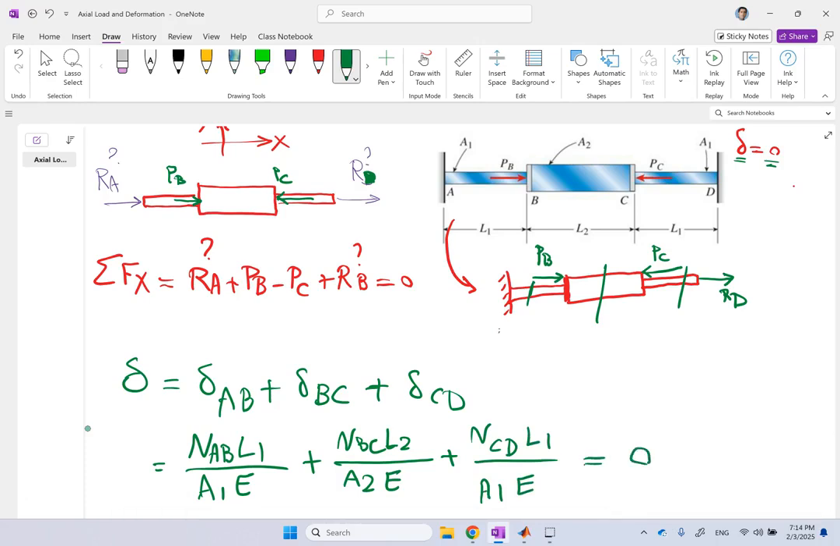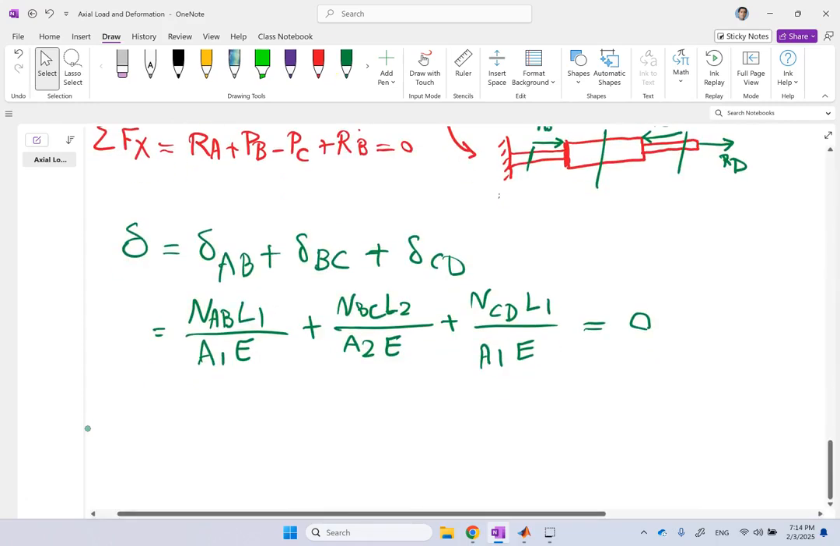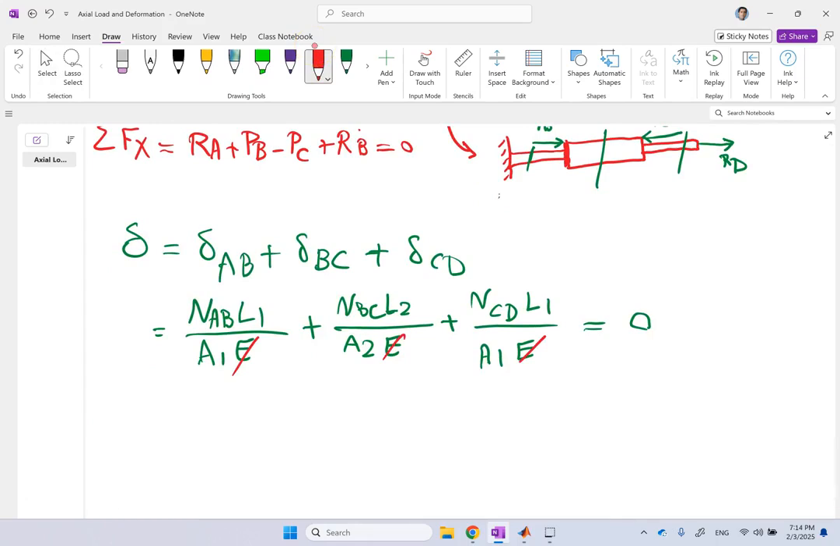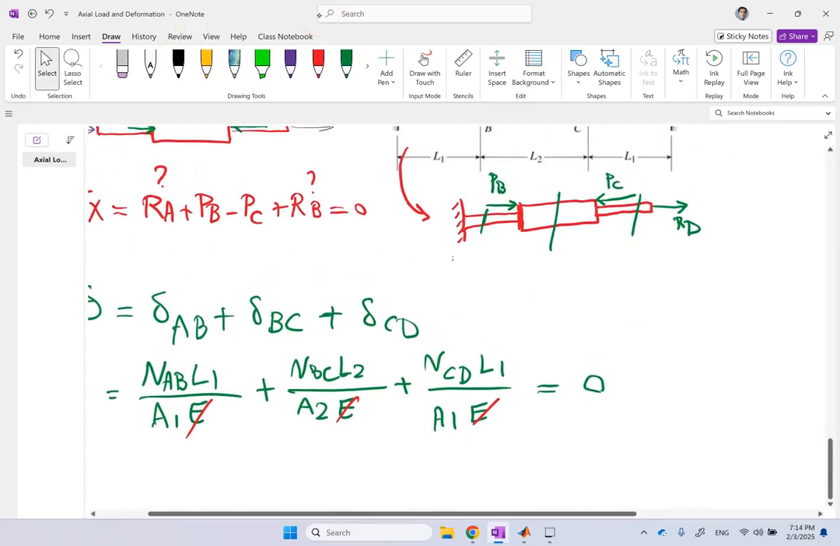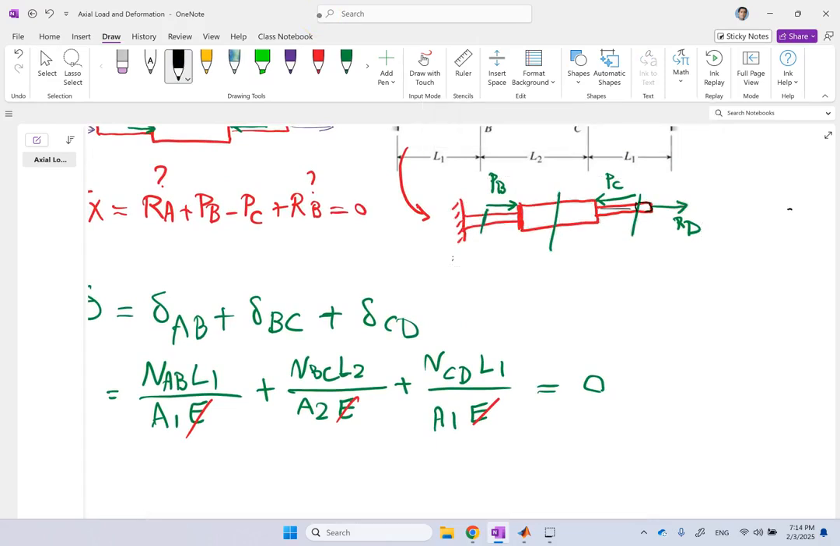To 0. Now, clearly, since E is the same in all of them, we can get rid of it. A's and L's are given numbers. The only thing we need to find are these internal forces. To do that, we need to cut the rod like last time. So if I cut it between C and D, I get a right side and I get the left side. And I prefer to use the right side because it has fewer forces on it.